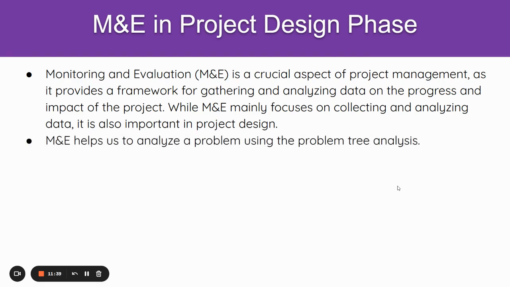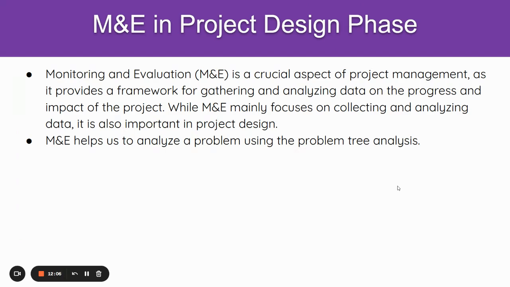So monitoring and evaluation will help us to analyze a problem using the problem tree analysis. With monitoring and evaluation, we are able to analyze a particular problem and come up with the right solution to that problem using what we call the problem tree method. The problem tree method is a method of analyzing a particular problem using a strategic process.